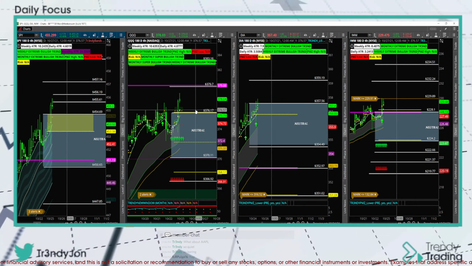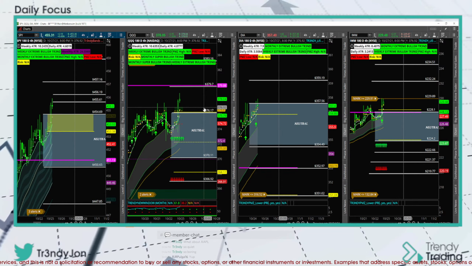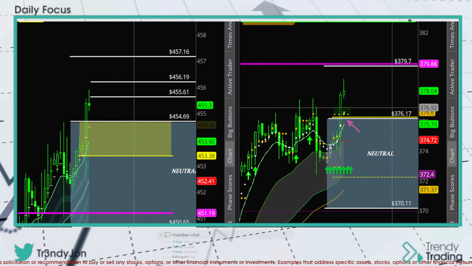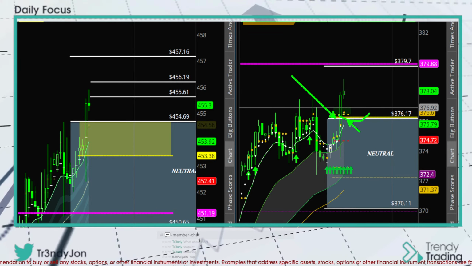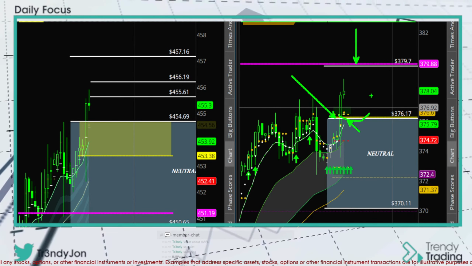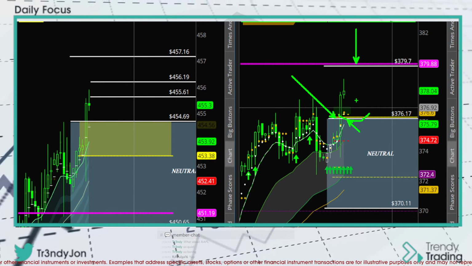QQQ, 376 holds. We're looking for 379.70. That's the bigger picture. I like how right here our 9 EMA could be confluent with our trendy edge or the top of the neutral. Therefore, this would be support, and again, this is resistance. So right now, that's all you need to know. 376.17 holds, looking for 379.70.